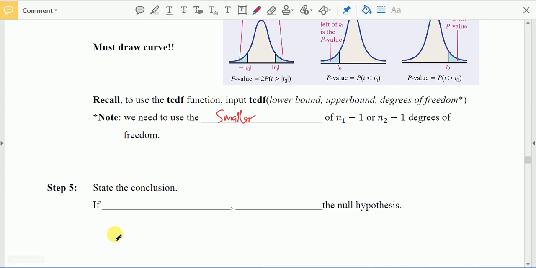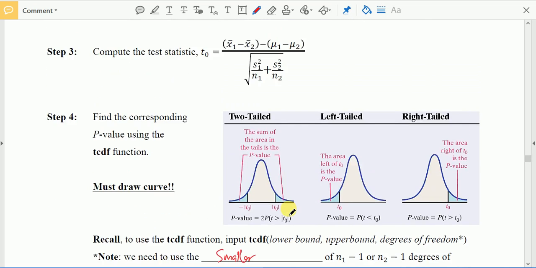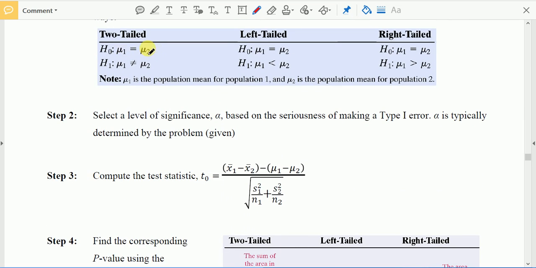And again, if the p-value is less than the significance level, then you reject the null hypothesis. If your p-value is bigger than the level of significance alpha, then you do not reject the null hypothesis, which is saying that the two means are equal to each other.